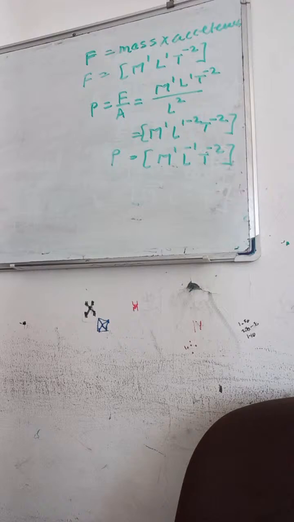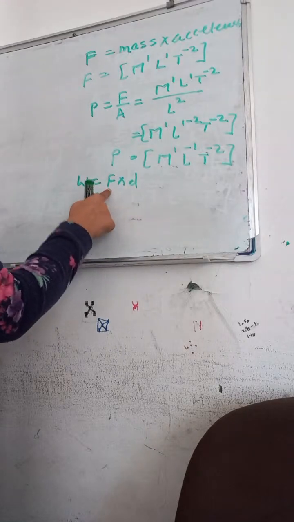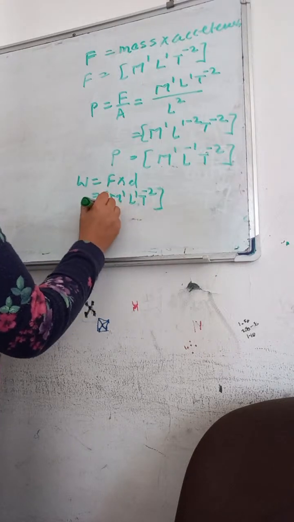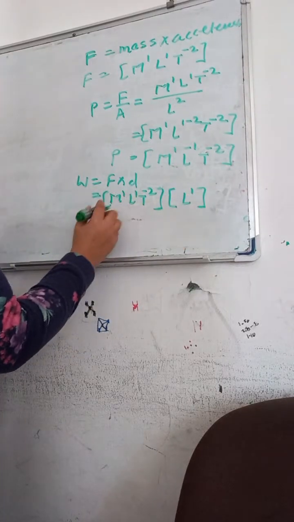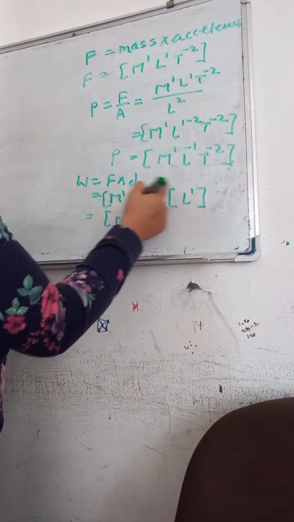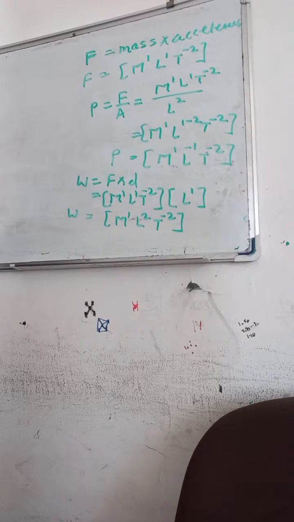Okay. If we take work or any energy, work is nothing but what? Force into displacement. So work is nothing but force into displacement. Force dimensions we already got, that is m1 L1 T raised to minus 2, and displacement is related to length, so L raised to 1. So we can write it as m1 L raised to 2 T raised to minus 2, where the powers of L get added. So these are the dimensions for work done.